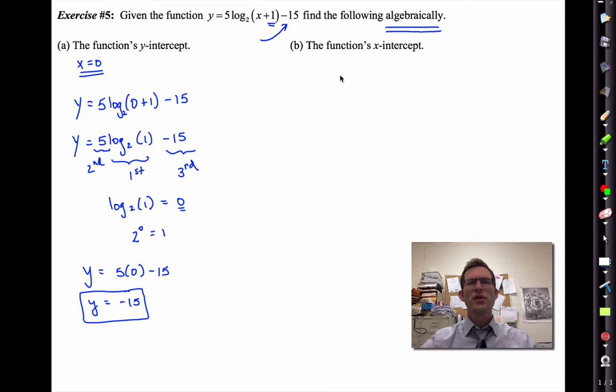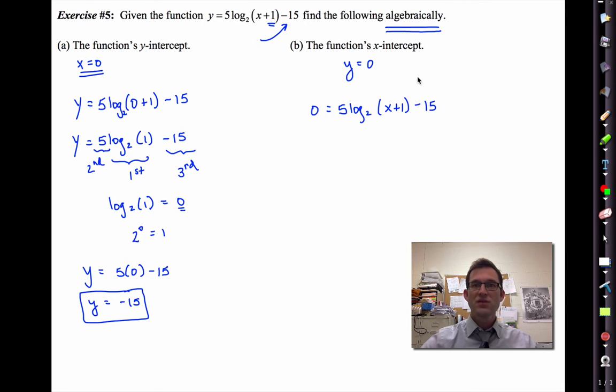Okay, let's talk about the function's x-intercept. Well, that occurs when y is equal to 0. So let's set that up: 5 times the log base 2 of x plus 1, minus 15. Now this is one of those scenarios where the variable we're solving for shows up only once. And due to that, we can just undo what has been done to the variable.